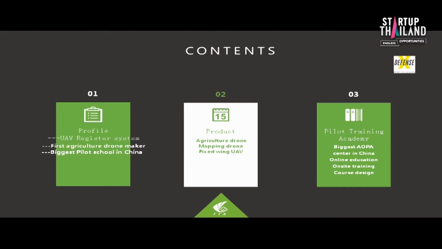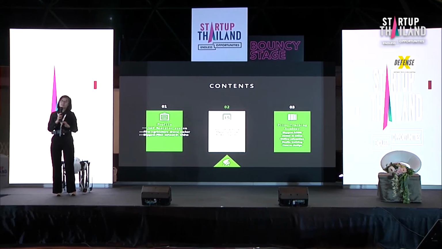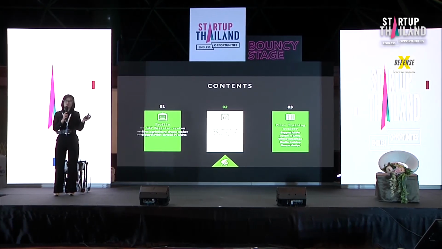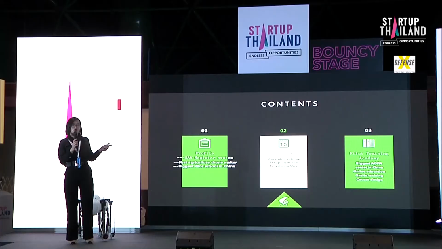TTA has been a drone manufacturer since 2008. Right now, we are the developer of the Chinese UAV register system, and we are the first agriculture drone maker in China. At the same time, we are the biggest pilot training school in China. Later, I will show you the details of how we work.